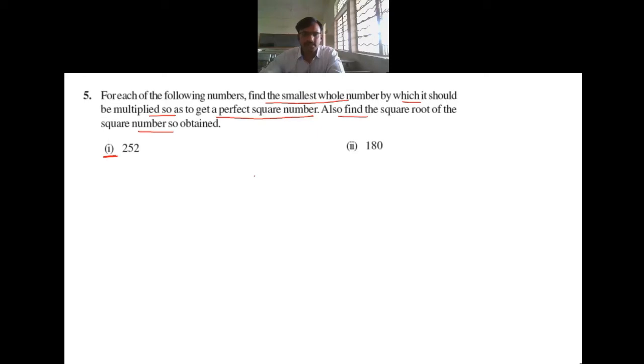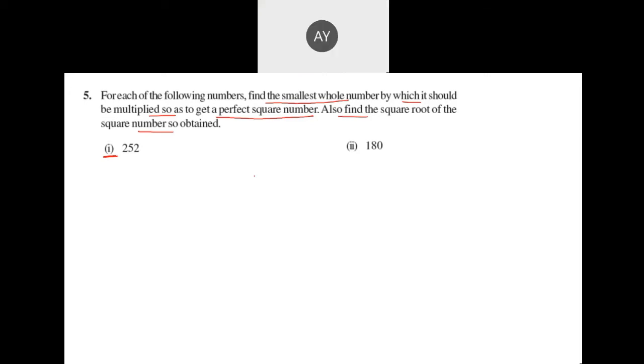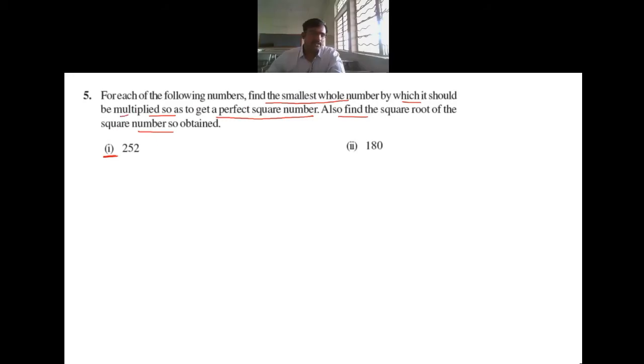First, you have to follow prime factorization. Next, you have to group them. When you group them, there will be a number left out. It will not be having a pair. It is not a question related to addition or subtraction. It is a question related to multiplication. What should be multiplied? The left-over number.